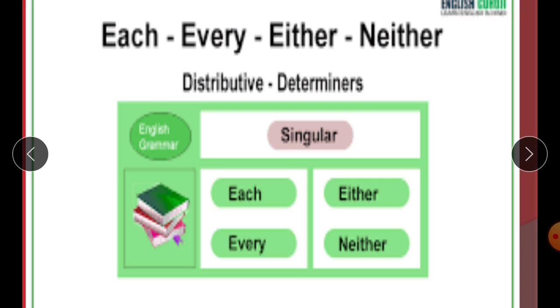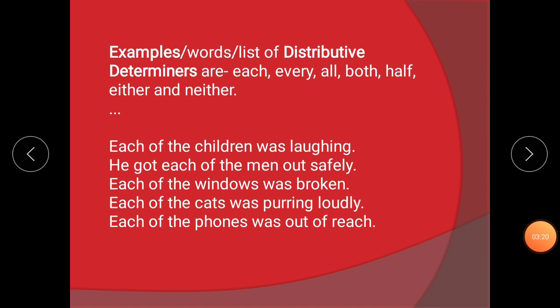Let's take an example. You may buy either of these two pens. You can take any of these two. And let's take the example of neither. Neither of them could speak on the stage. Neither of them could speak on the stage.